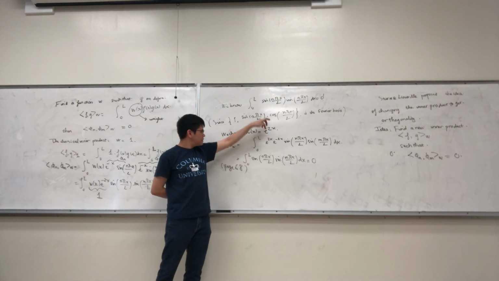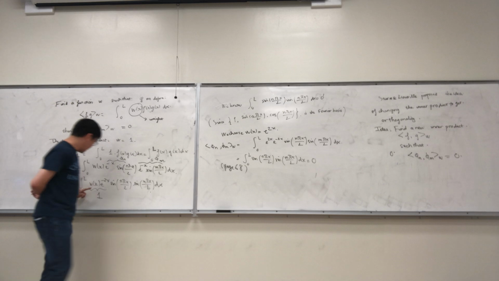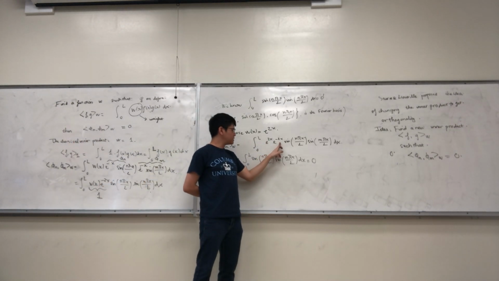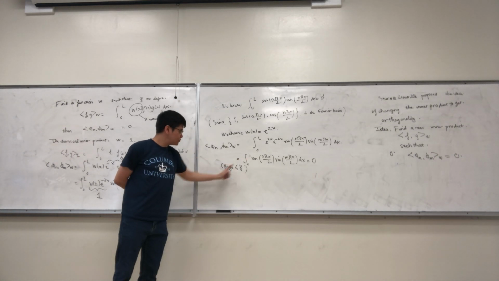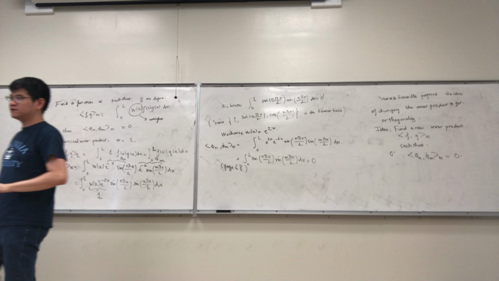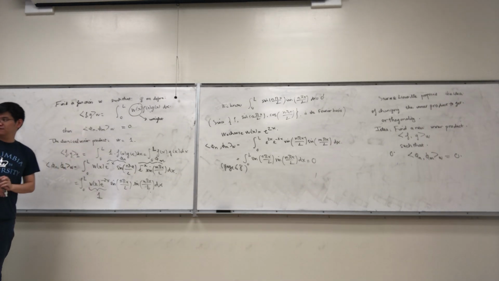Then when I multiply e to the 2x with e to the minus 2x, I get 1, which means that the inner product is 0. So this is the whole idea of Sturm-Liouville theory. Questions?